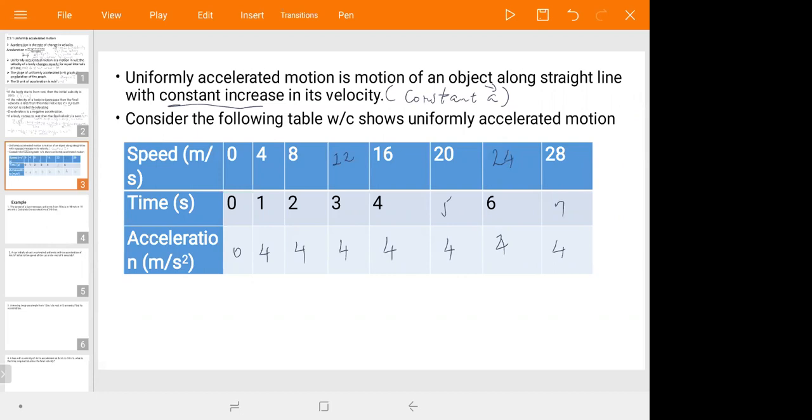Have you seen whether the acceleration of the given body is constant or not? It is constant. How many? 4 meters per second square.